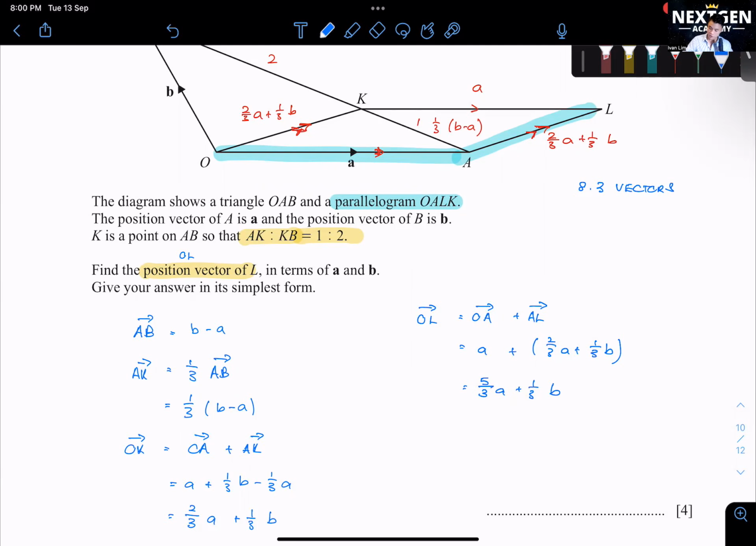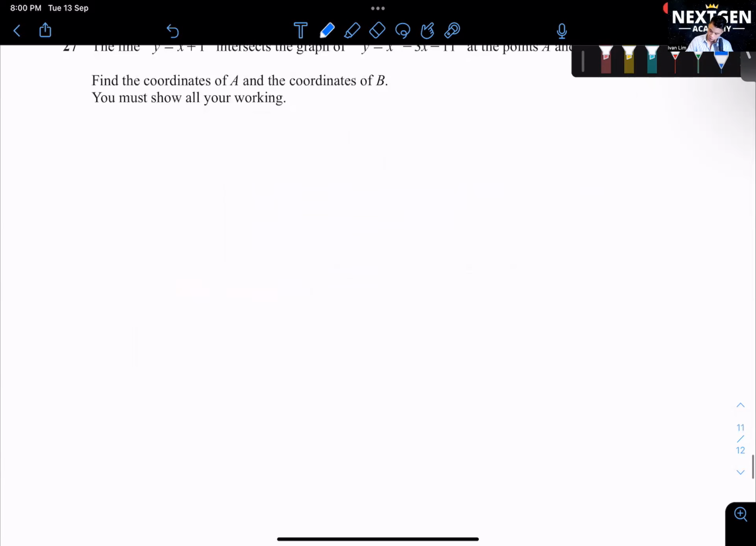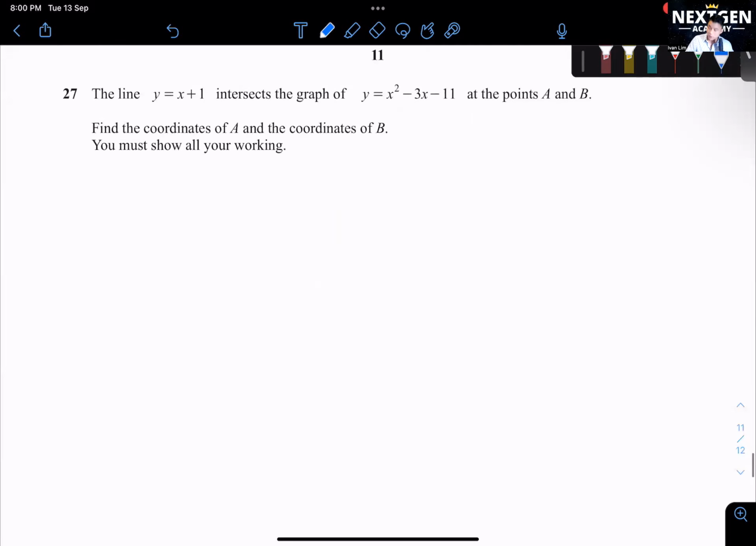Okay, last question. This one is a 4-mark question. I think, Sharice, remember you asked me something similar to this, right?